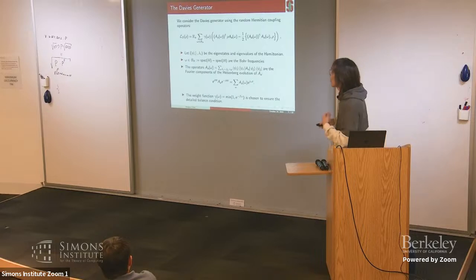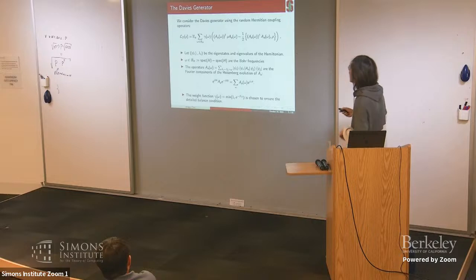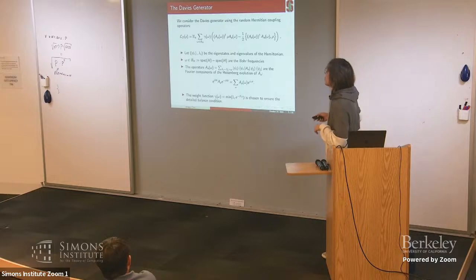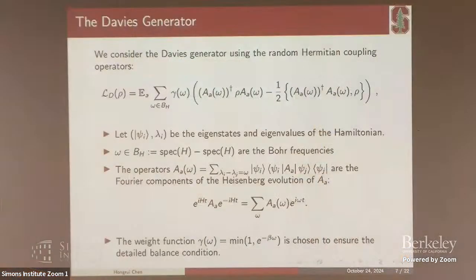Using this random coupling operator, we will construct the Davies generator, and we have discussed this a lot in this workshop. The jump operators of a Davies generator are given by some Bohr frequency mode of the coupling operator A, and each mode is given by the Fourier transform of the Heisenberg evolution of A. And we also have a weight function to ensure the detailed balance condition.